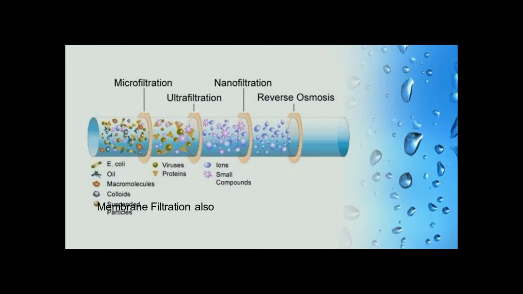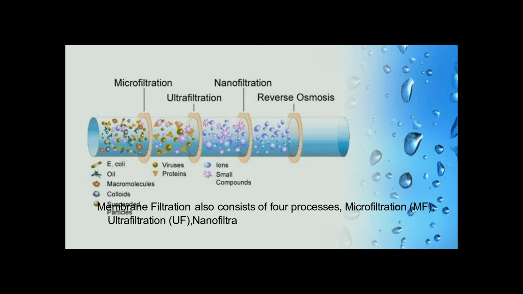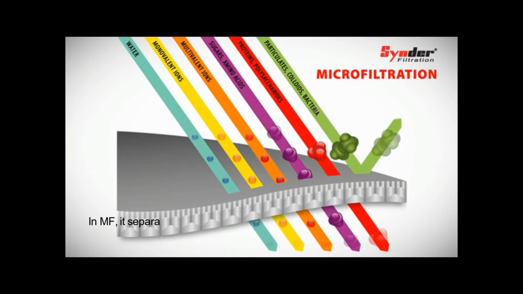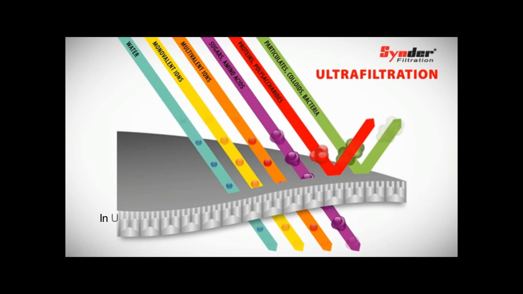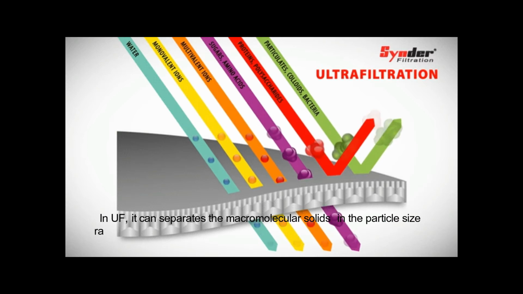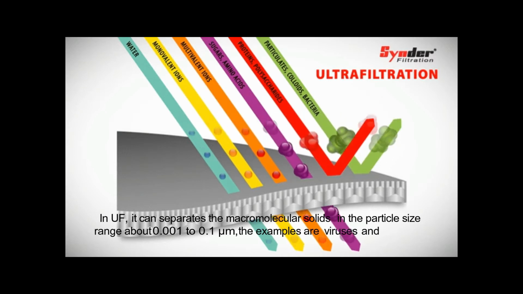Membrane filtration also consists of 4 processes: microfiltration, ultrafiltration, nanofiltration, and also reverse osmosis. Microfiltration separates suspended solids in the particle size range of about 0.08 to 10 micrometers. The examples are E. coli, oil, and also macromolecules. Ultrafiltration can separate macromolecular solids in the particle size range of about 0.001 to 0.1 micrometers. The examples are viruses and proteins.